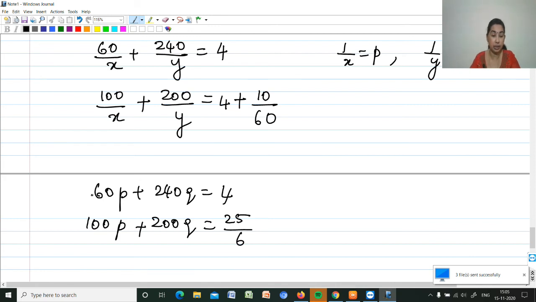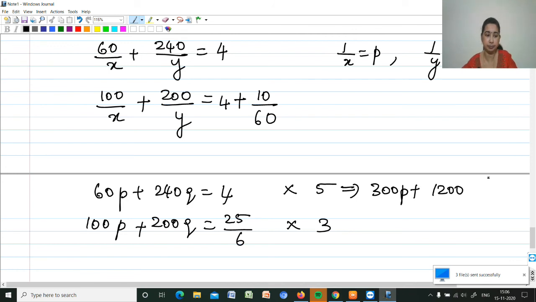Now in order to make any one variable's coefficient the same, we can multiply this term, 60 into 5 is 300. Same way in the second equation, if I multiply by 3, there also we get 300. So the first one we can multiply by 5 and the second one by 3, so that the equations can be written as 300p plus 1200q is equal to 20, and 300p plus 600q is equal to 25 by 2.